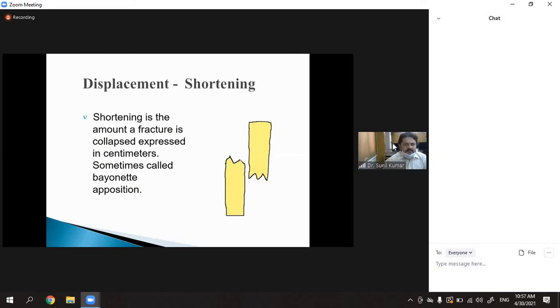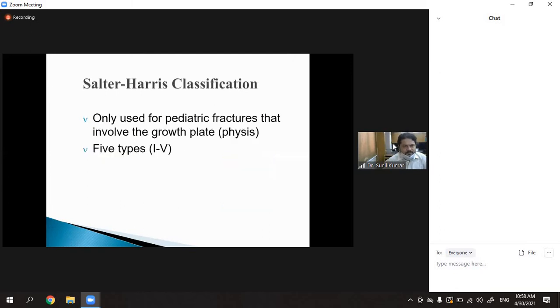And then the shortening, that is the overlapping of the bone, the distal fragment has migrated. Shortening is the amount of fracture collapse expressed in centimeters, sometimes called bayonet opposition. The distal fragment is shortened, it goes up, and we calculate it in centimeters. It's a 2 centimeter shortening. The distal fragment has displaced, shortening occurs with 2 centimeters or whatever the amount is.